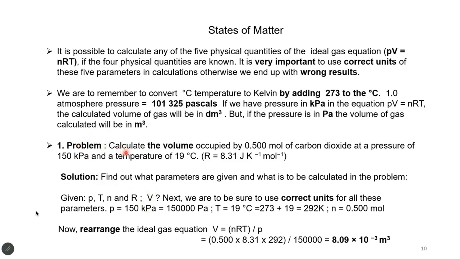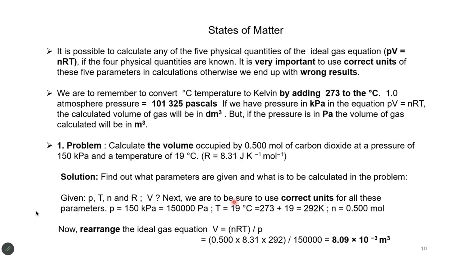It says: calculate the volume occupied by 0.5 mole of carbon dioxide at a pressure of 150 kilopascals and a temperature of 19 degrees Celsius, and the gas constant is also provided in the problem. So what we have to do now is find out the parameters given and their proper units.